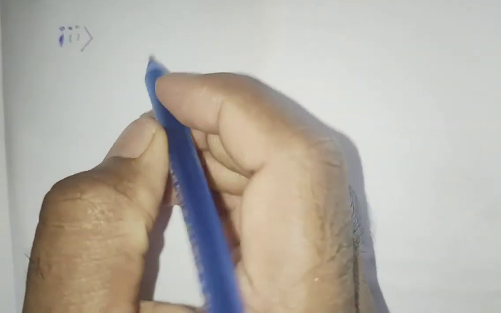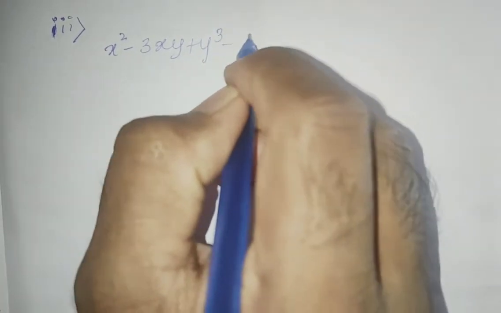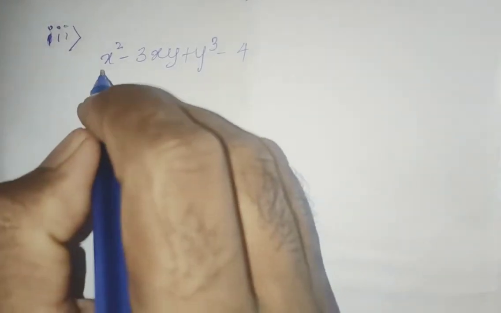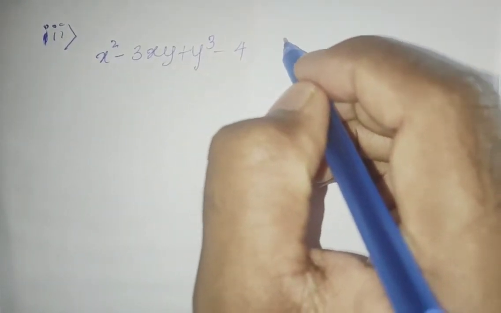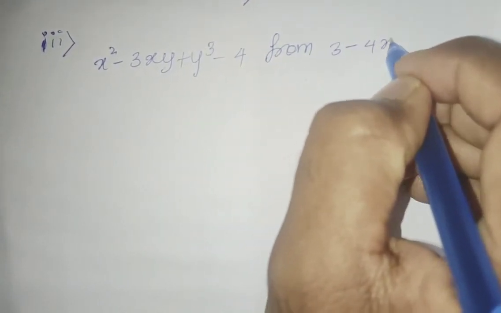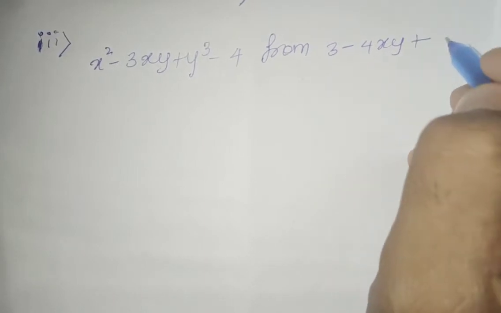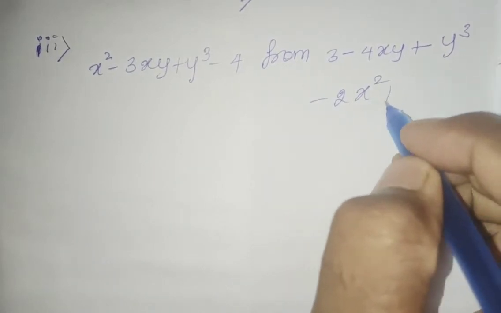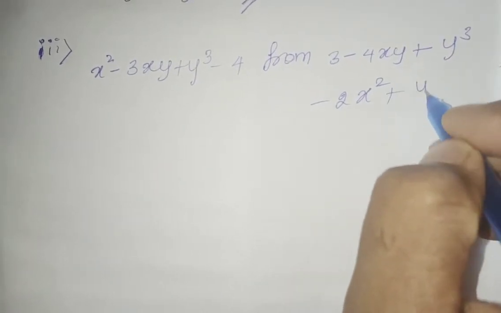So dear students, I will take one more example on subtraction. Third example on subtraction. Take one algebraic expression, like x square minus 3xy, y cube minus 4. Then here subtract, the question is subtract from 3 minus 4xy plus y cube minus 2x square plus y cube, y raised to 4.